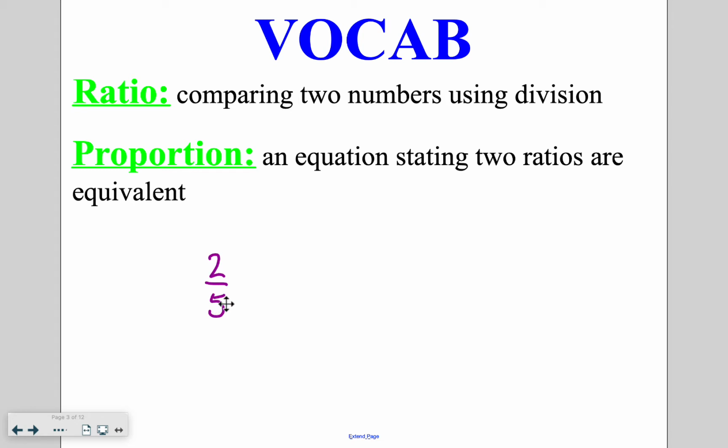A proportion is an equation that states two ratios are equal. So for example, 2/5 is equal to 4/10 is a proportion because that sets up two equivalent ratios.